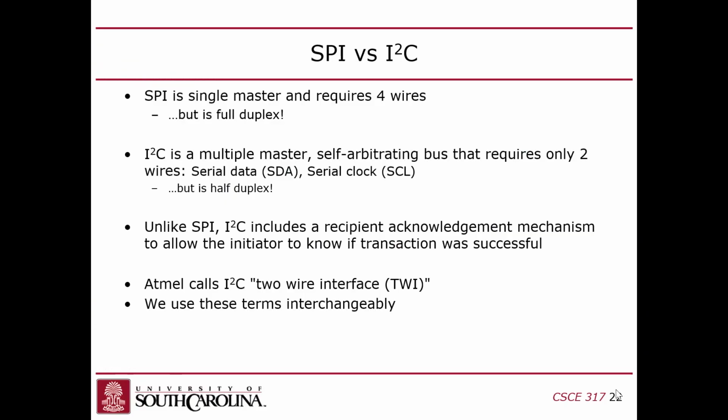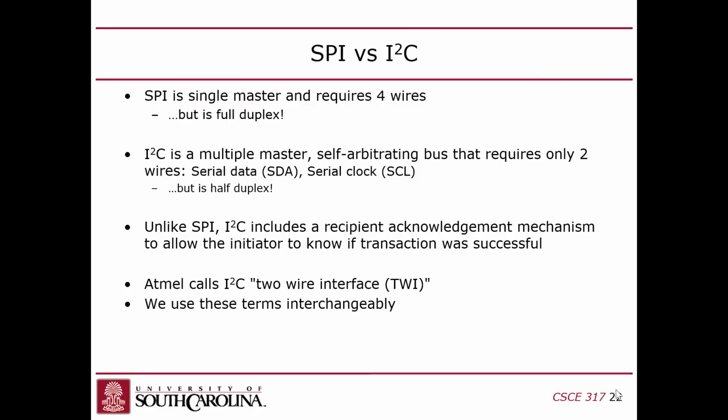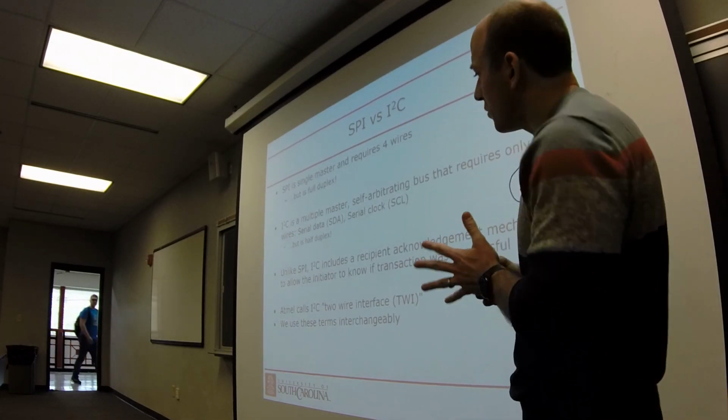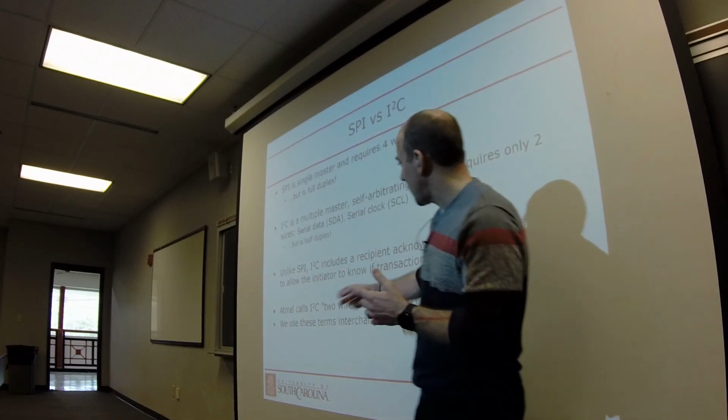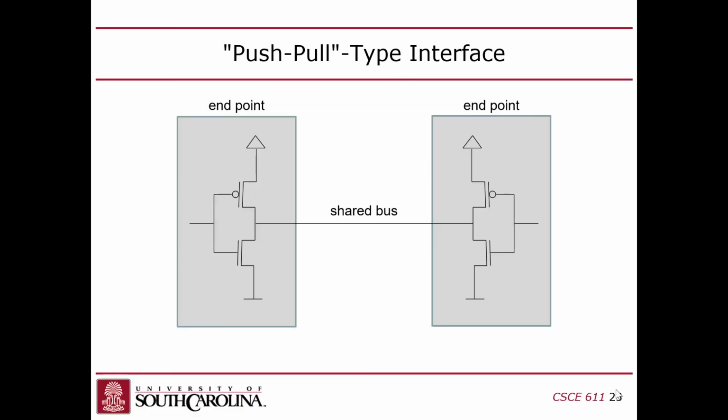One thing that's a little confusing is that Atmel calls I2C the two-wire interface, TWI, even though the rest of the world calls it I2C. Don't know why, but just keep in mind that TWI and I2C are the same thing. Okay, so why is I2C multi-master and SPI isn't? Why is that?